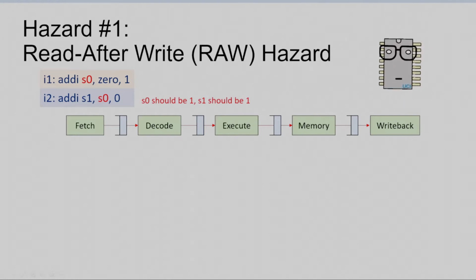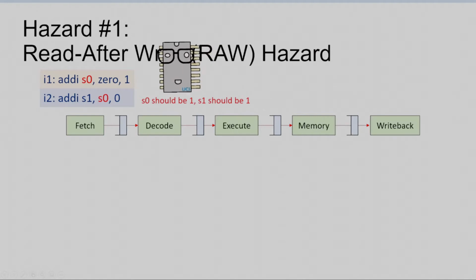So again, just to quickly go over the instructions, there are two instructions. Instruction 1 is an add immediate instruction, so it adds a register value and an immediately encoded numeral. Instruction 1 adds 0 and 1, because the 0 register always returns 0 in RISC-V, and writes it to S0. So after this instruction, we should have 1 stored inside S0.